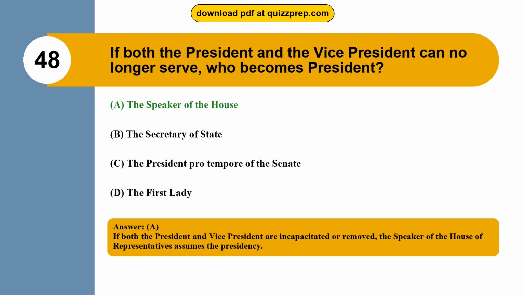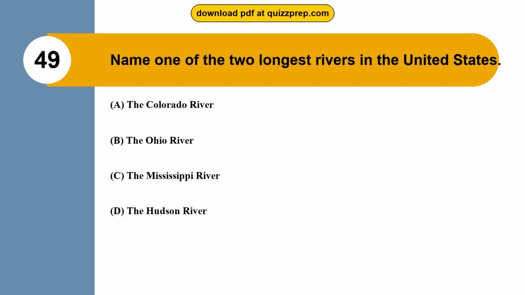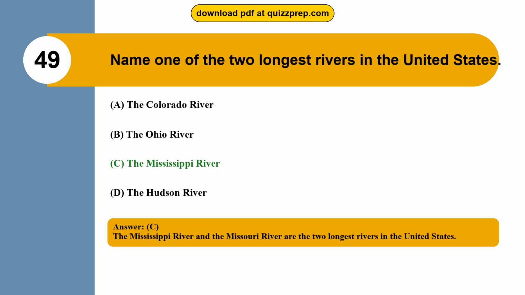Question 49. Name one of the 2 longest rivers in the United States. Option A. The Colorado River. Option B. The Ohio River. Option C. The Mississippi River. Option D. The Hudson River. The correct answer is option C, the Mississippi River. The Mississippi River and the Missouri River are the 2 longest rivers in the United States.